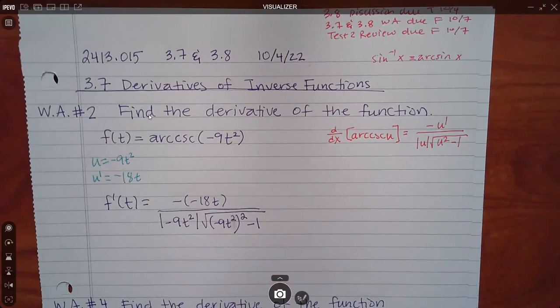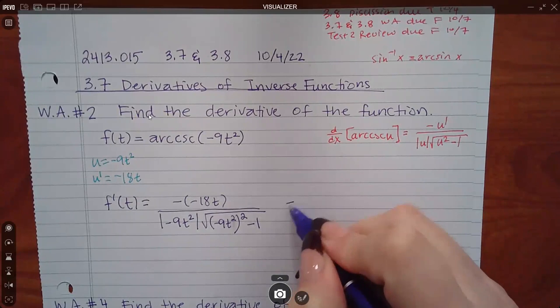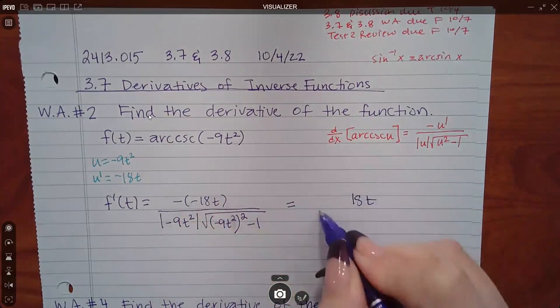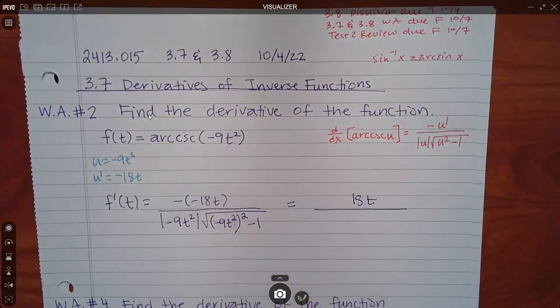Now, I'm not sure how picky WebAssign is, so WebAssign may take this, they may not, okay? But I promise if it's on the test, the final choices are not going to be written like that, okay? One thing for sure is that double negative, right? This double negative just means I have positive 18t in the numerator.